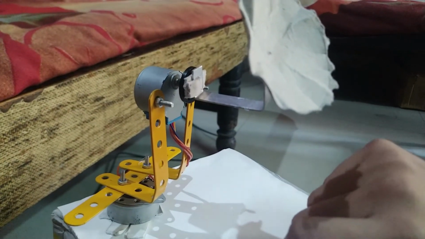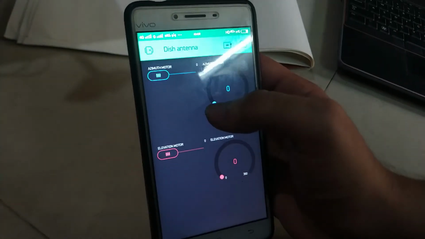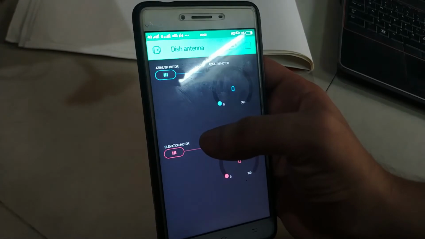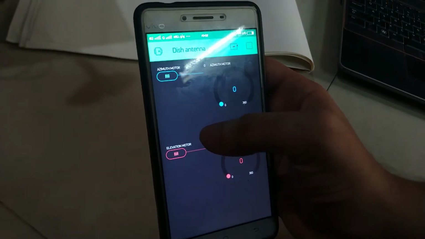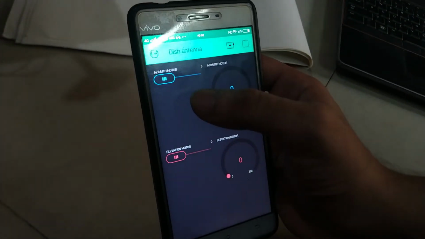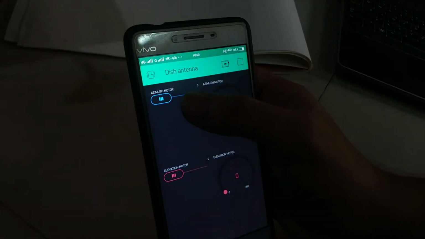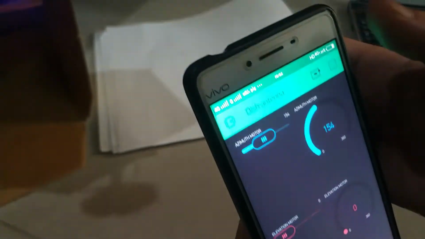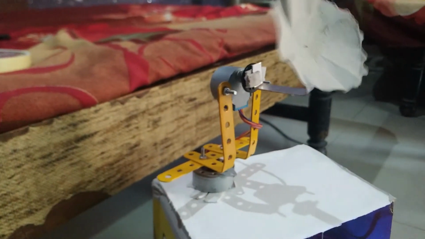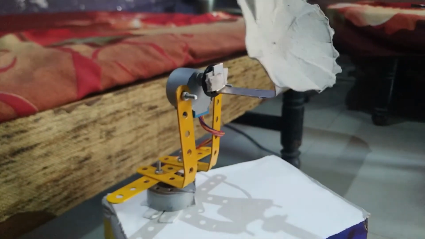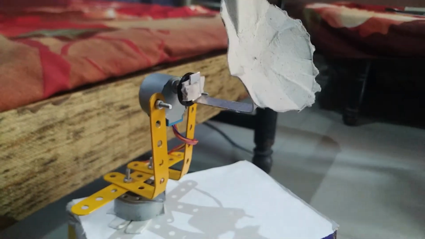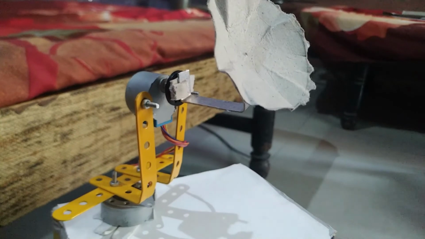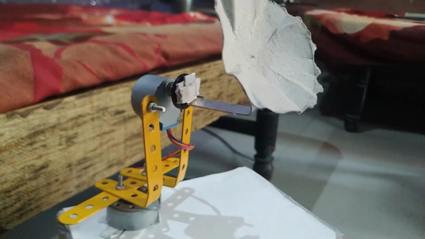So now let's do it. This will set the azimuth motor and this will set the elevation motor. Our azimuth angle was 154.8 degrees. So let's set the azimuth motor. So this has set our antenna to the azimuth angle of 154.8 degrees.